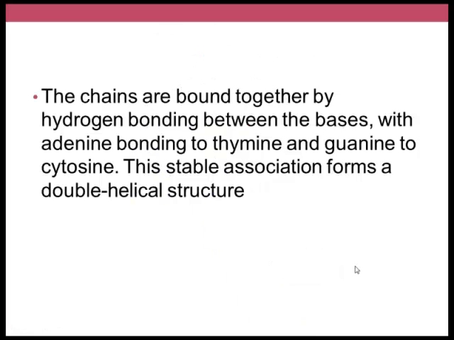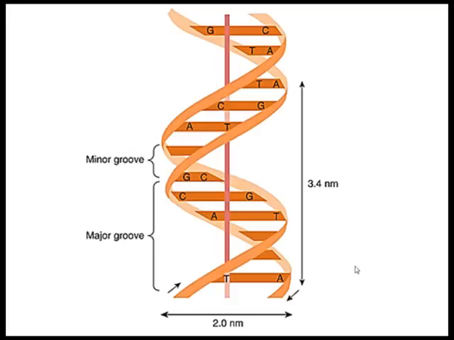The chains of the DNA molecule are bound together by hydrogen bonds between the bases, with adenine bound to thymine and guanine bound to cytosine. This stable association forms the double helical structure of the DNA molecule. You can see here the double helical structure and the combination between two bases. These are hydrogen bonds between T and A, C and G, A and T, and so on. This is the length here, 3.4, and this is the width, 2 nanometers.